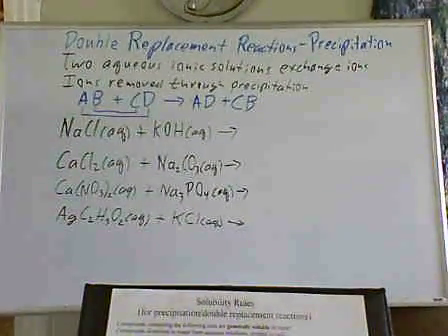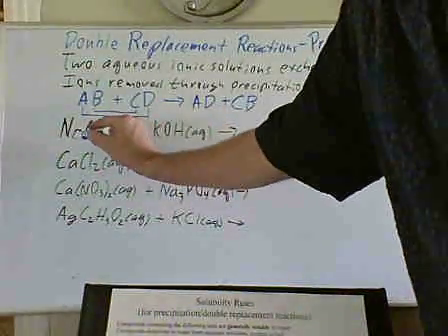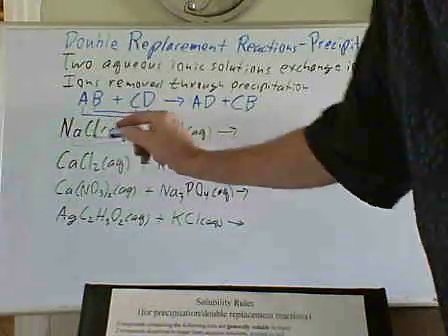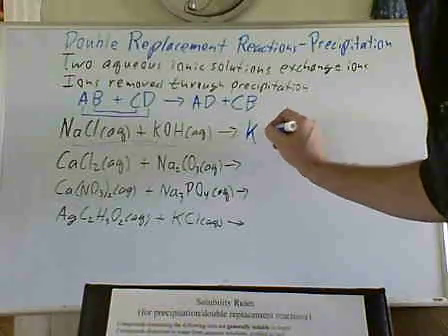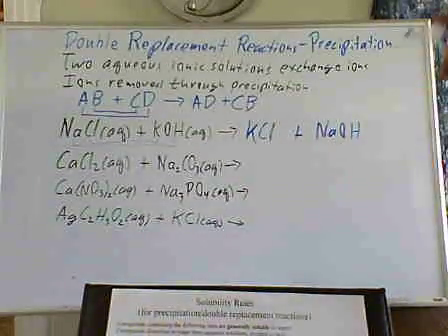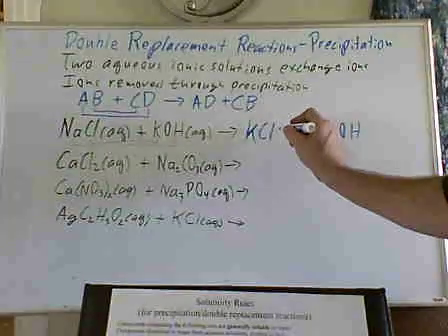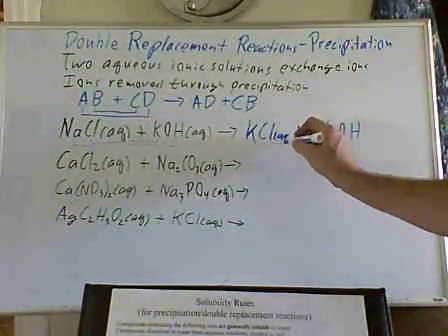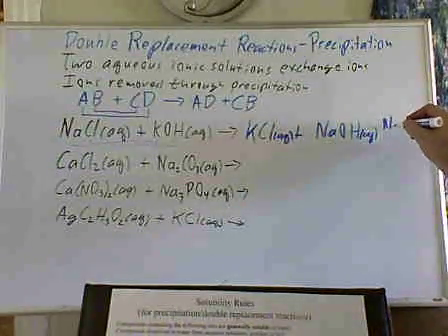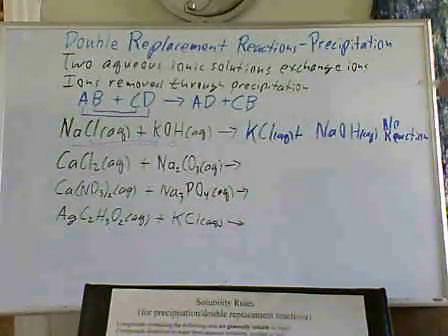So when we have a reaction, we look at the possible products that are formed. For sodium chloride with potassium hydroxide, we're going to combine sodium with hydroxide, and potassium with chloride. So we have KCl plus NaOH. We check the solubility rules. You see that compounds containing potassium and sodium are both soluble. So these are both aqueous. So this is no reaction. We need at least one precipitate to have a reaction.